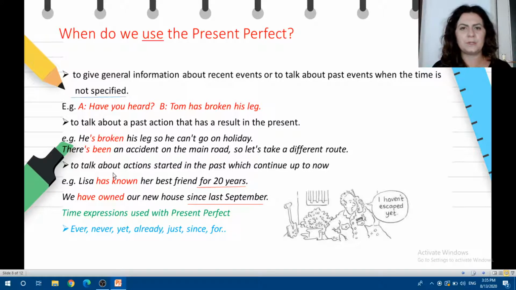Another use of the present perfect tense is to talk about actions started in the past which continue up to now. Let's look at the two examples. Lisa has known her best friend for 20 years. Or we have owned our new house since last September. Remember that for refers to the period of time of the action of occurrence, and since refers to the starting point of the action.